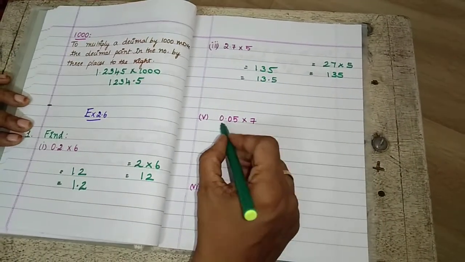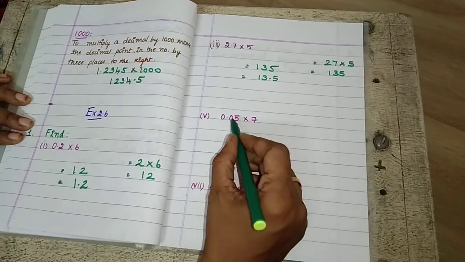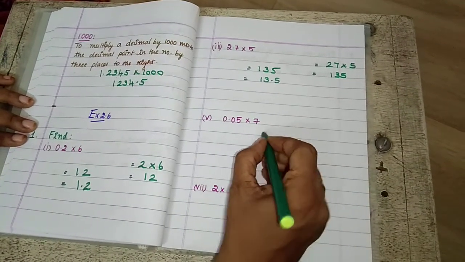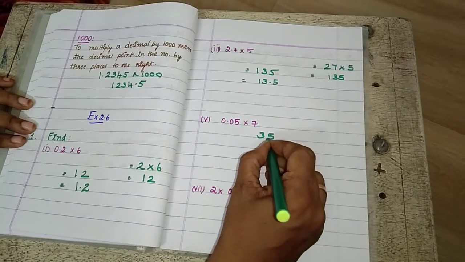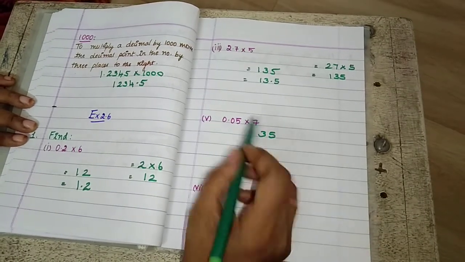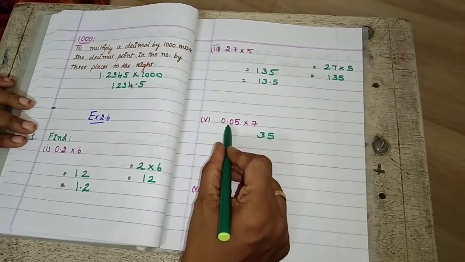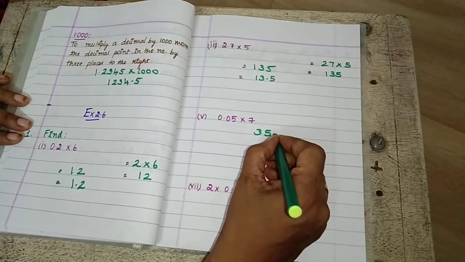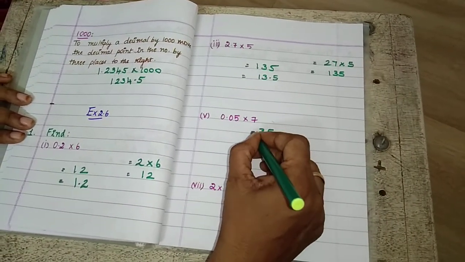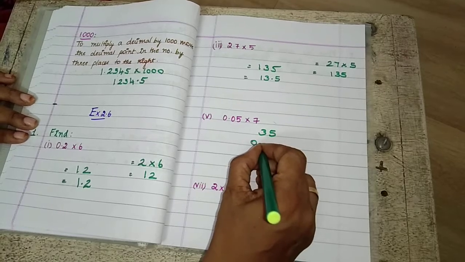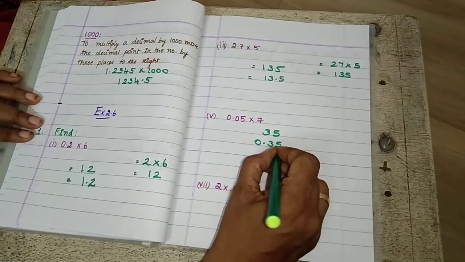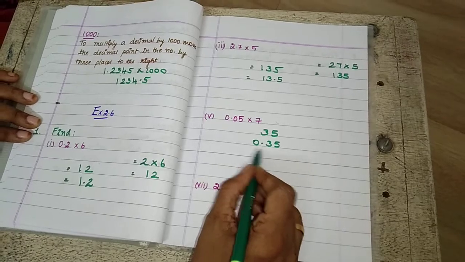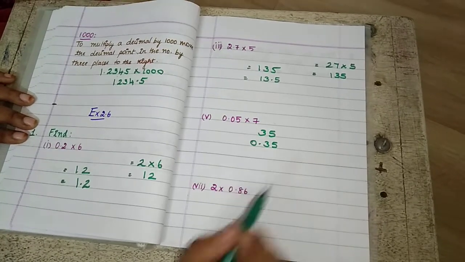Next question. It is 0.05 into 7. So normally you will take this number 0.05 as 5. 5 into 7, 35. Now 7 doesn't have any decimal point. 0.05 has got 2 decimal places, 0 and 5. So you will assume the point to be at the last, and the point will move 2 places to the left. So your answer will be 0.35. As I said, you can have 0 in the beginning, in the ones place, which doesn't have any value.